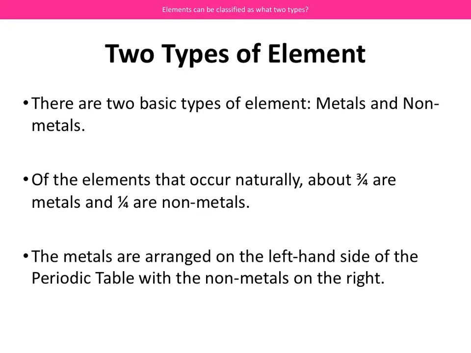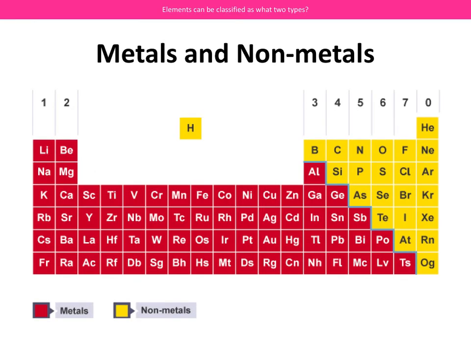So looking at elements a little more closely, they can be classified into two types, metals and non-metals. Now, about 3/4 of all the elements that exist are metals, and about 1/4 are non-metals. And generally speaking, the metals are arranged on the left-hand side of the periodic table and the non-metals on the right. But to see that more clearly, we need to just actually see a picture of the periodic table. So that makes it hopefully a little bit more clear.